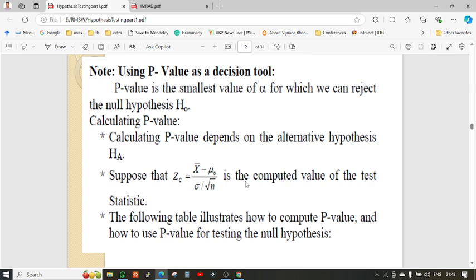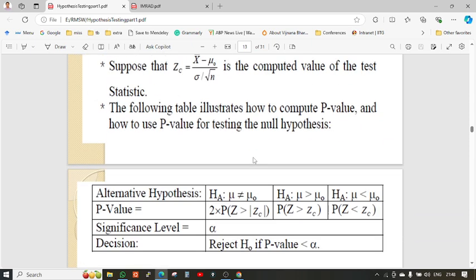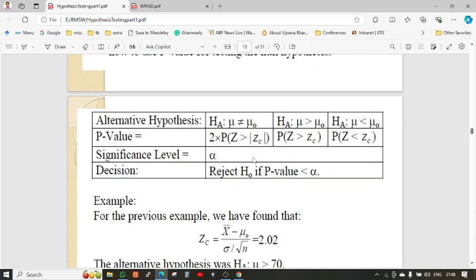So the following table displays the p value, and how to use the p value. Let's see, try to understand the alternative hypothesis, that is mu not equal to mu 0, and greater than or less than or equal to mu 0. If the p value is 2 times the z value, that is under mod of zc, and the significance level is alpha, then we reject the null hypothesis if the p value is greater than the alpha. So these are the examples.